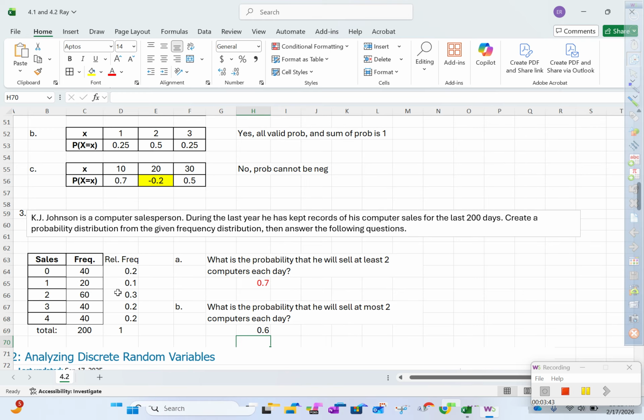Okay, and that's 0.6. Because the 2 is included in both of these, we do have an overlap. These would not be considered mutually exclusive. They would not be considered complements. If I wanted to restrict this so that they were complements, then I could change one of these to get rid of the 2. So I could say sell at most 1 computer each day, and then my probability here would change to 0.3 with 0.7. They add up to 1.